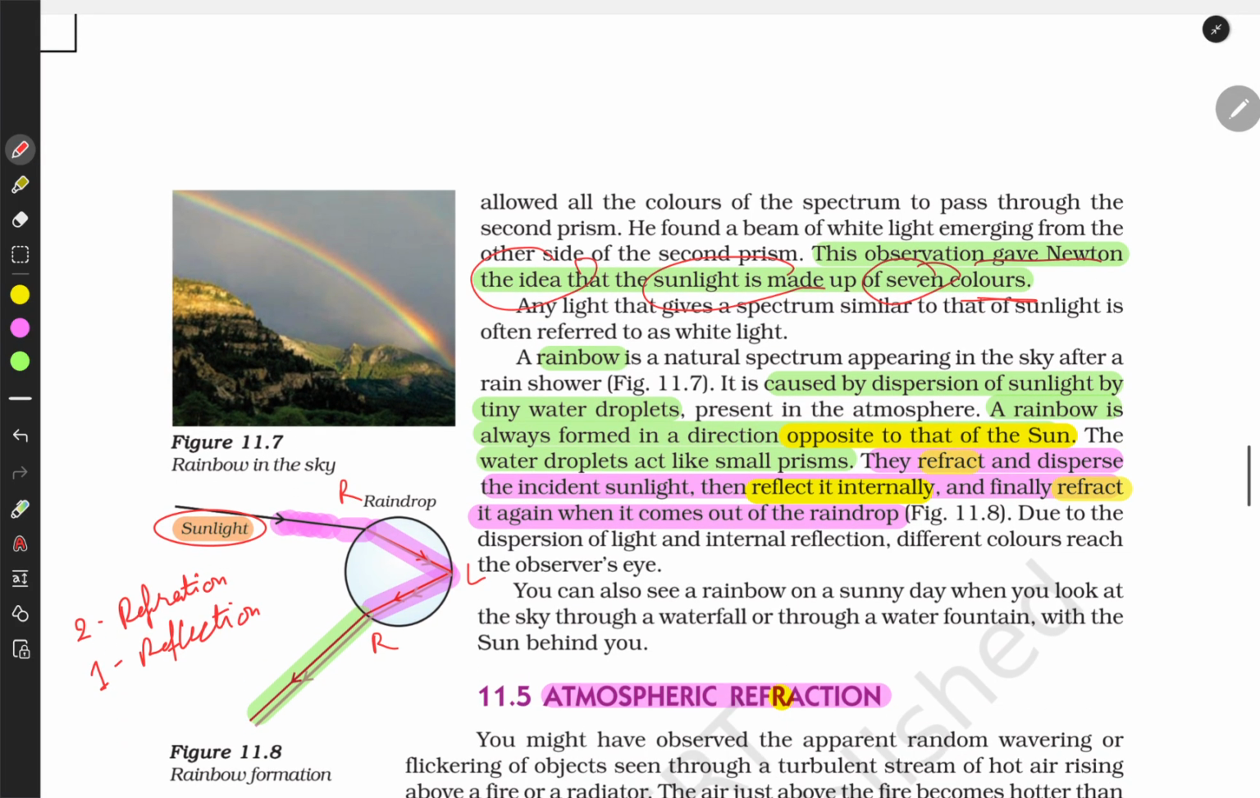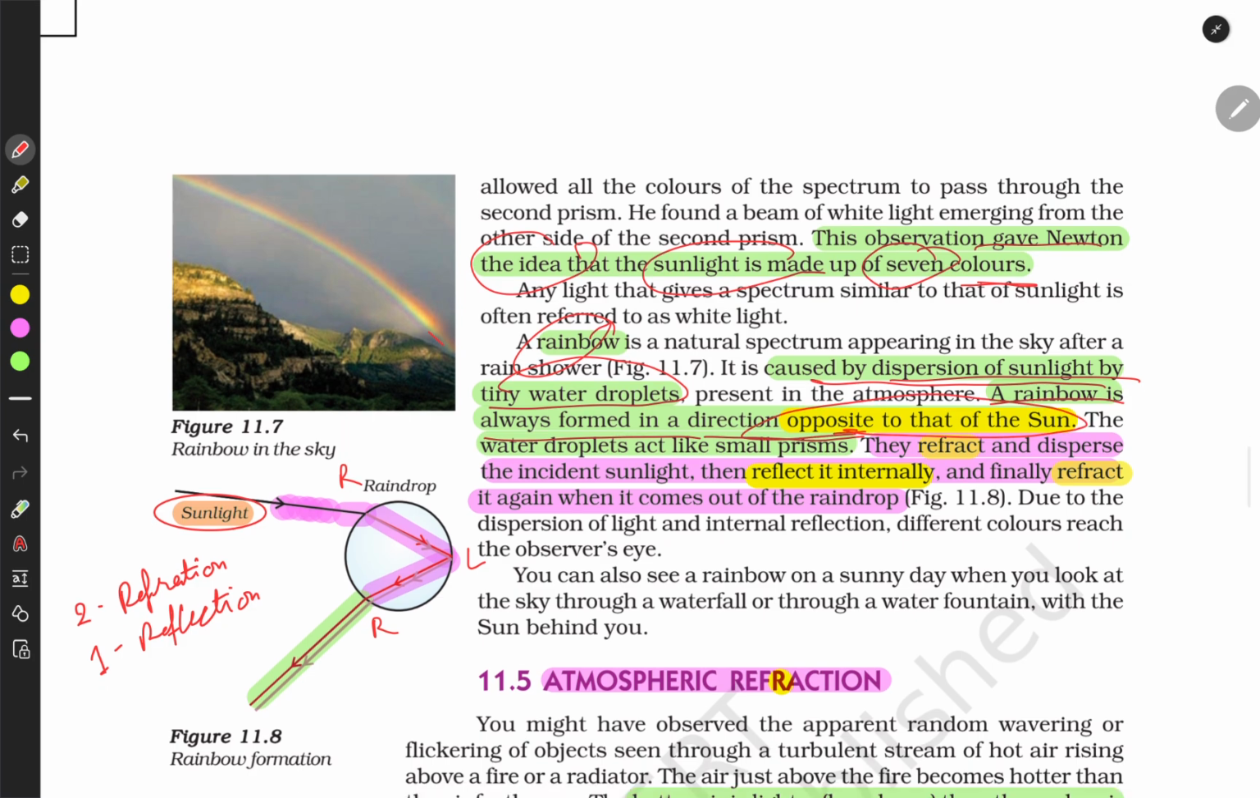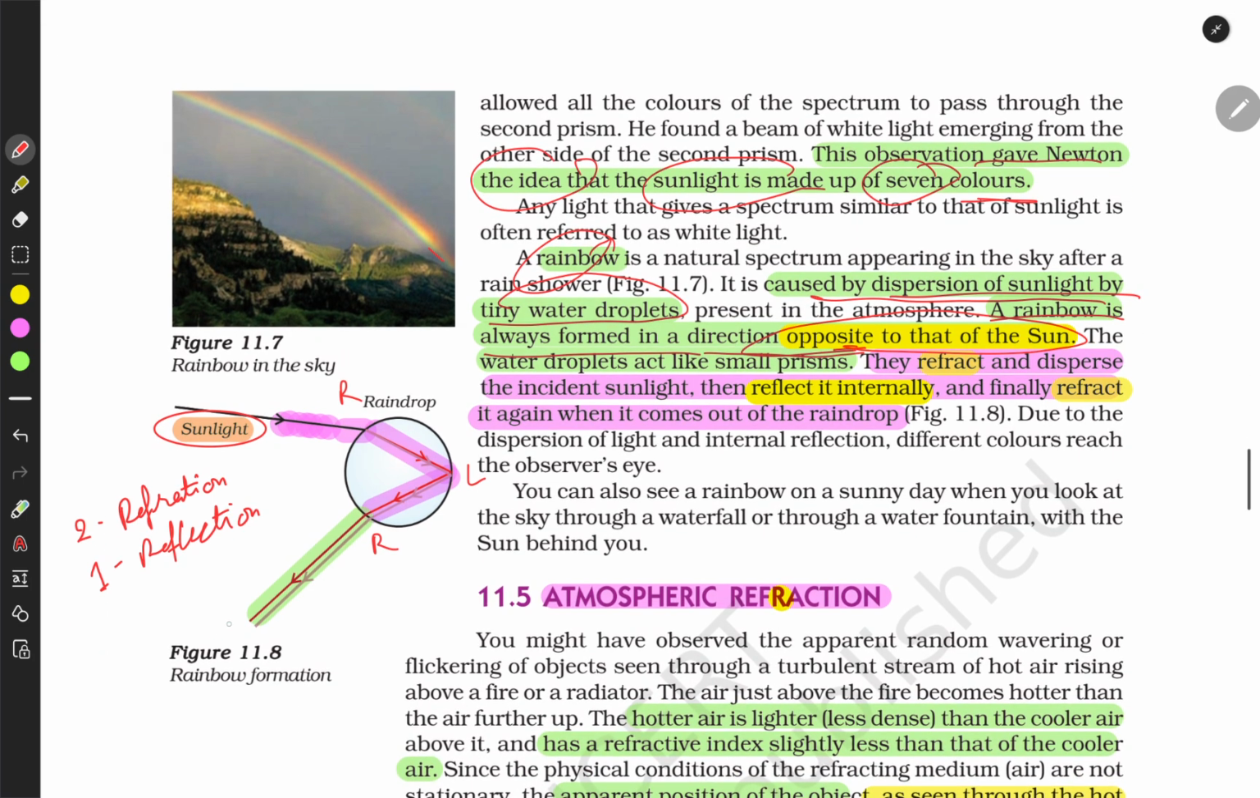Let's talk about how the rainbow forms. A rainbow is caused by the dispersion of light by tiny water droplets. Here the water droplet acts as a prism. A rainbow is always formed in a direction opposite to that of the sun. That means here will be the person, and here will be the sun, in the opposite direction.